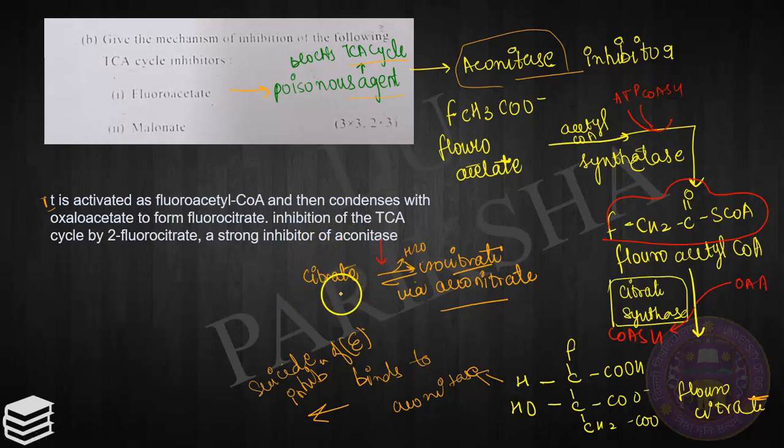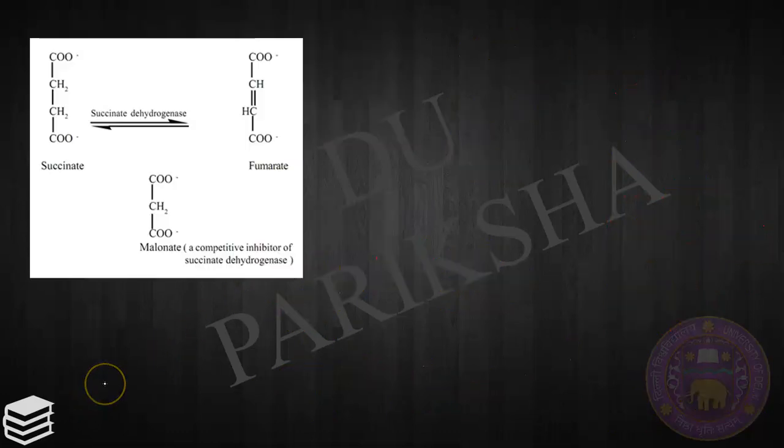It blocks the conversion of citrate into isocitrate. This conversion is blocked, because of which citrate accumulates and halts, stops the TCA cycle. Let's see malonate. Malonate inhibits what? It inhibits the succinate dehydrogenase enzyme of the TCA cycle.